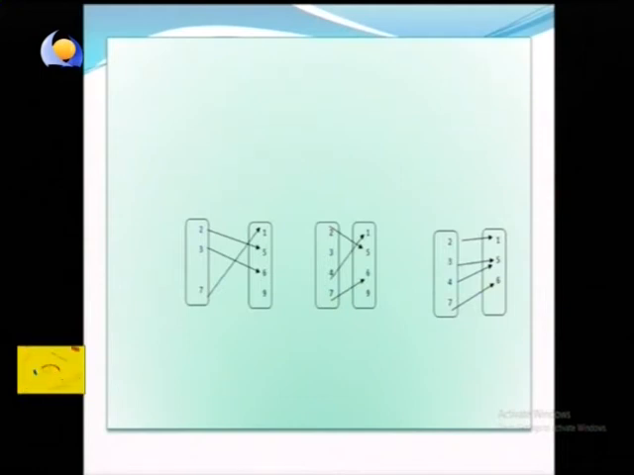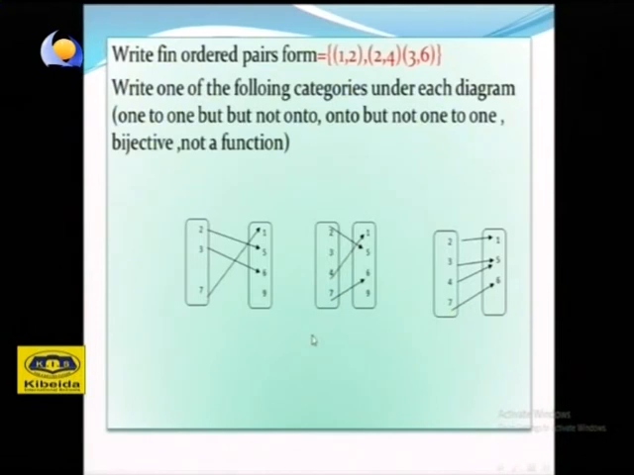Here I have 3 functions or relations. They are not all functions, they are relations. And he wants me to tell the type, or whether it is a function or not. I always prefer that, before writing the type, you examine whether it is a function or not, and then examine the type.